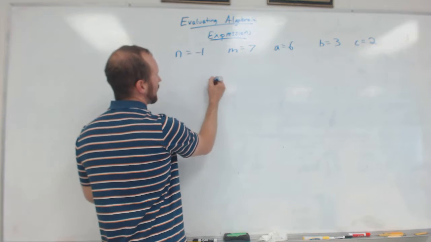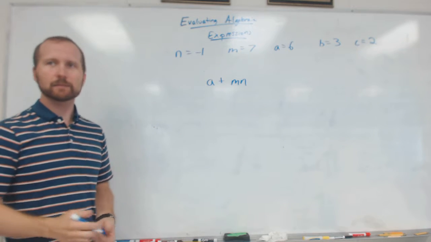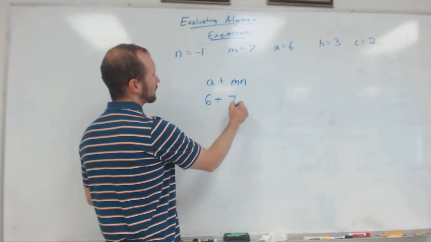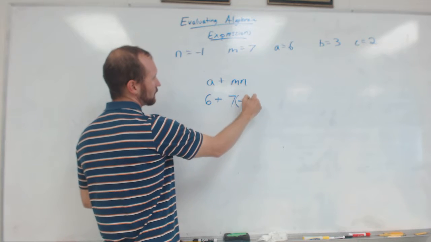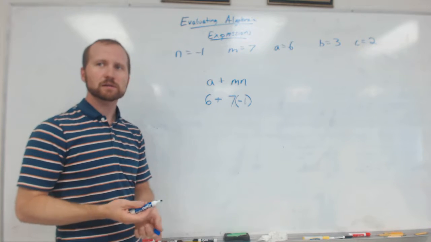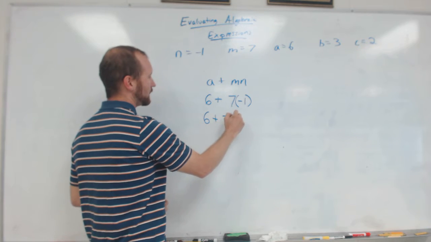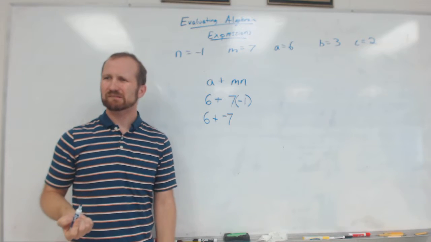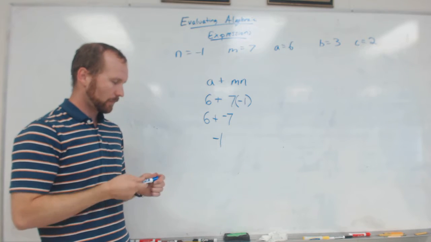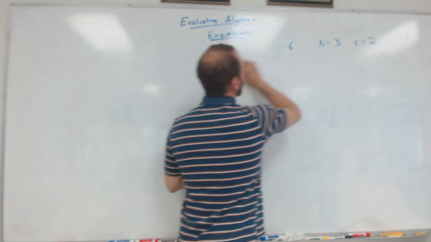All right, let's try this one. a plus mn. So what's a? a equals 6, plus what's m? m is 7, times n, which is -1. So 6 plus 7 times -1. What do I do first? 7 times -1 is -7. Okay, so 6 plus -7. 6 take away 7 equals -1. Exactly. Same thing as 6 minus 7, right? All right. I think you guys are ready for some practice.